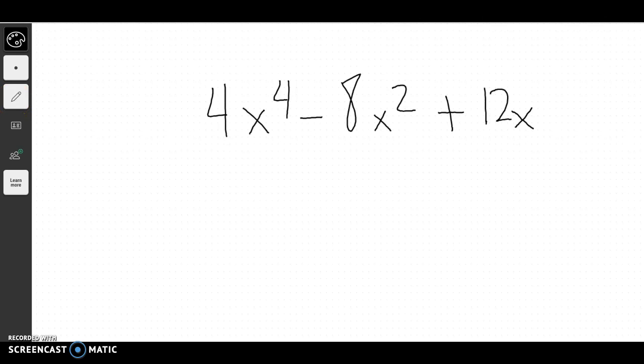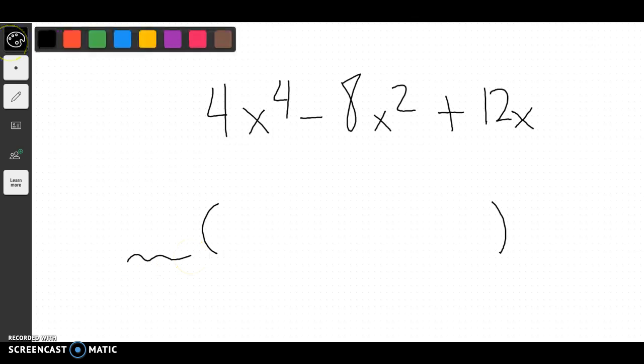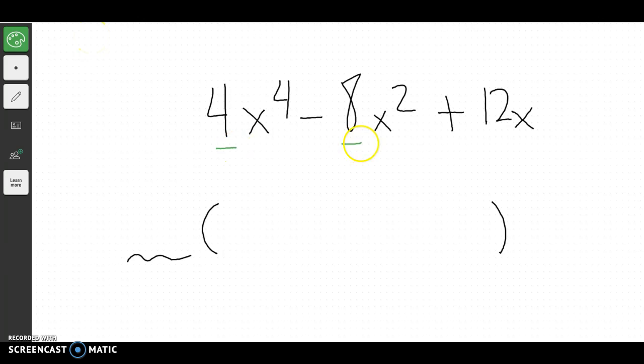When I'm thinking about factoring, I want to have parentheses around my final answer, because that's how we normally get started with distributing. We had parentheses and then we had something out here. So we're going to figure out what that something was.